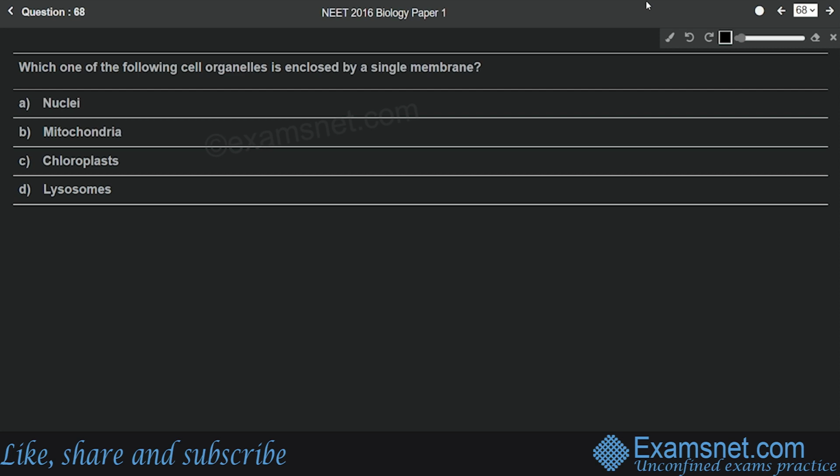Question number 68 is from the chapter Cell, the Unit of Life, and the question is, which one of the following cell organelles is enclosed by a single membrane? Options are nuclei, mitochondria, chloroplasts and lysosomes. So we know that nuclei, mitochondria and chloroplasts, these three are double membrane bound organelles. That means they contain two membranes, an outer membrane and an inner membrane, right? But lysosome has only one membrane. So this is single membrane bound.